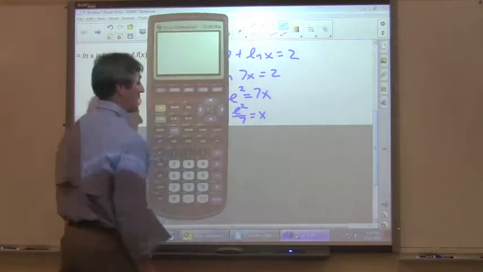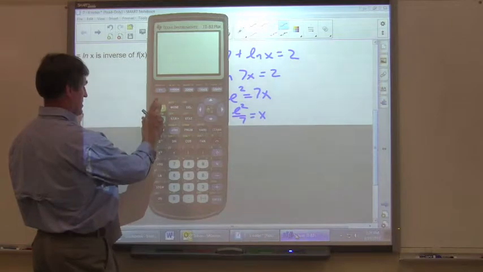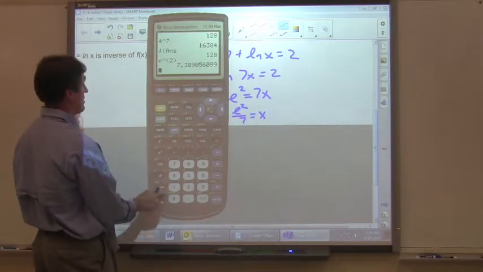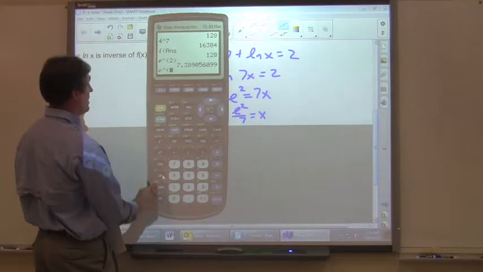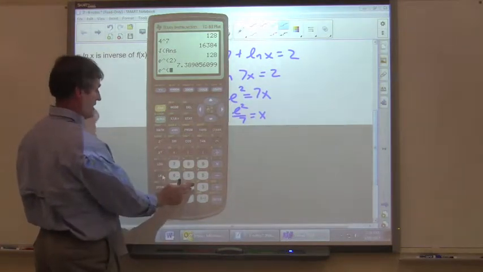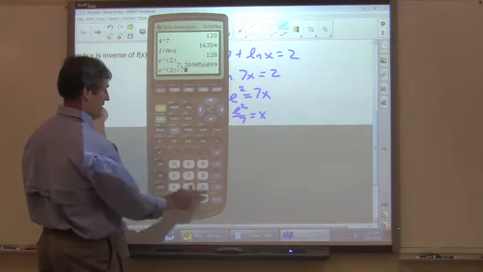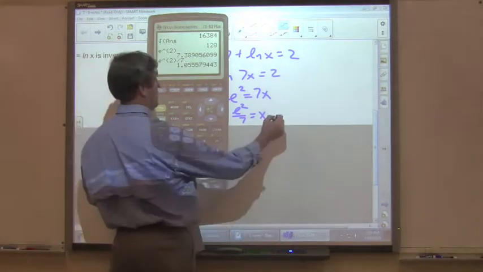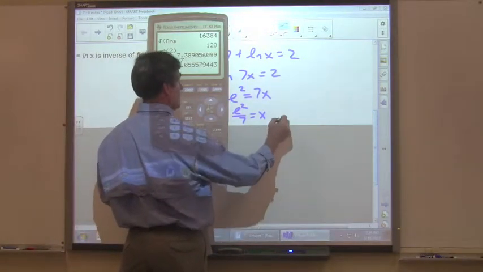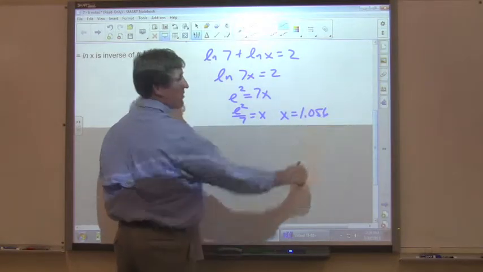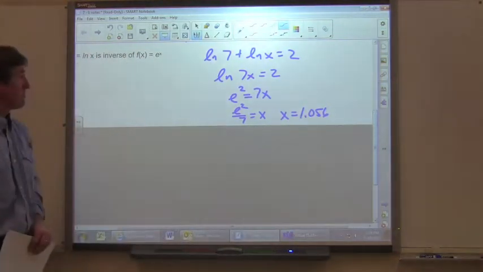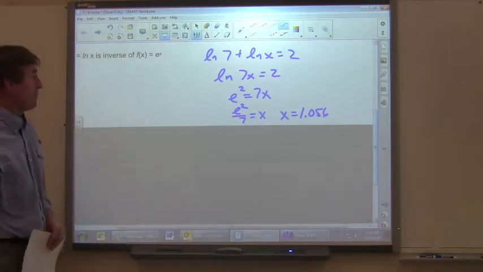So now we can bring up the calculator. Second, ln, so e to the second, divided by 7, and we get 1.056 if we round it off. So just round those to 3 decimal places. So addition again became multiplication.